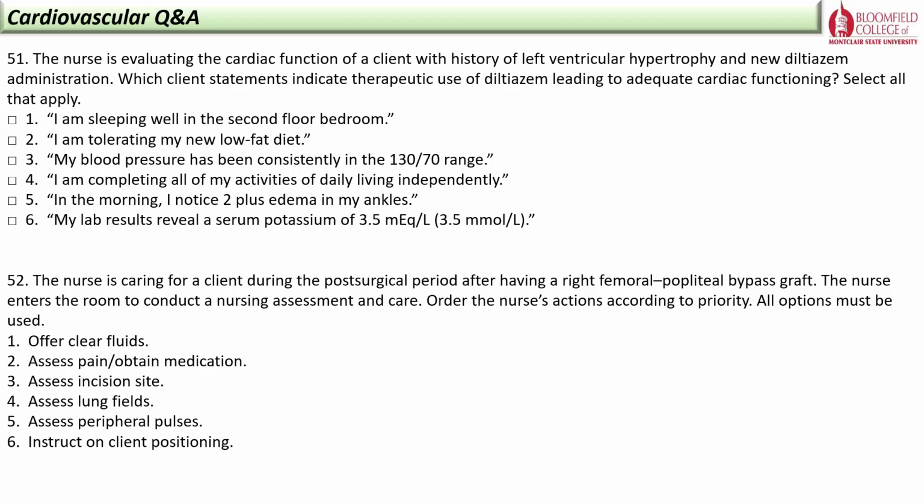As you evaluate the cardiac function of a client with a history of ventricular hypertrophy on a cardiac medication, which is a CCB, the answer is going to be 1, 3, and 4. So when you evaluate the cardiac function, assess for the client's statements indicating normal client activities being completed successfully.